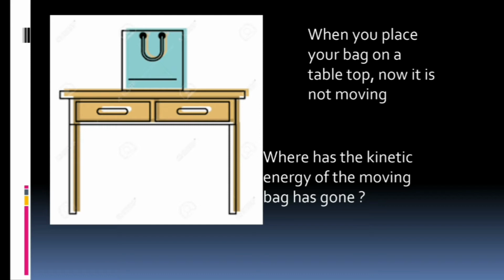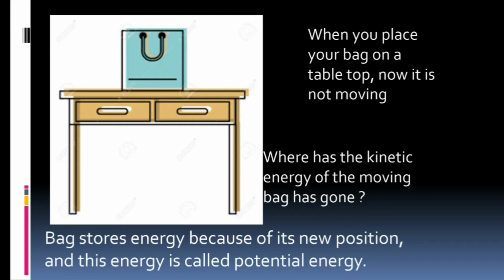Where has the kinetic energy of that moving bag gone? Because if you have seen, the bag was moving with the person. So that time it has kinetic energy. Now bag is on the table. So what happened to that kinetic energy? Bag stores energy because of its new position, and this energy is called potential energy. So the kinetic energy of the bag has transformed and got stored in the form of potential energy.